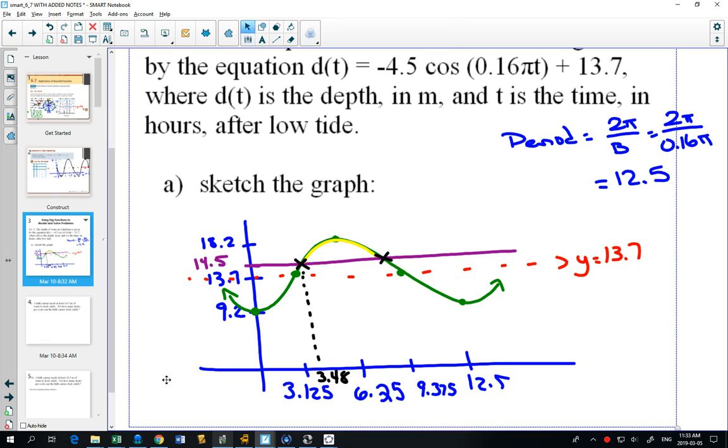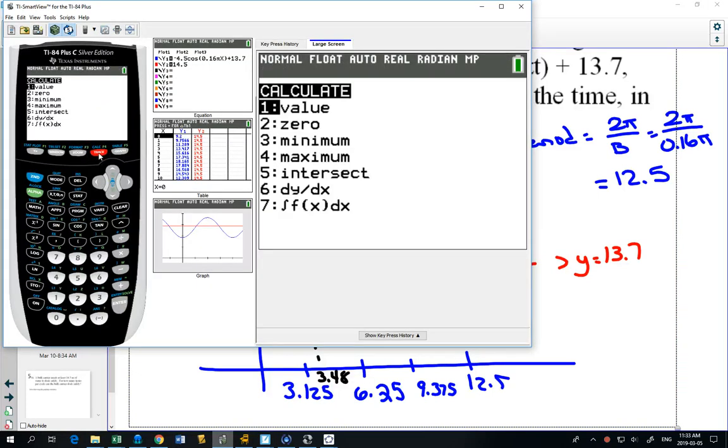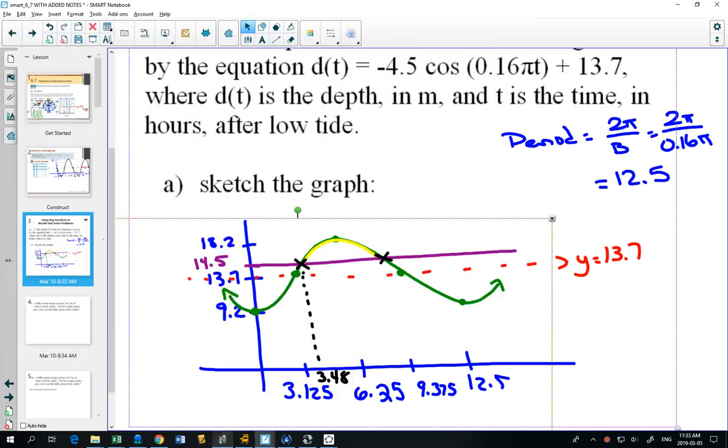What about my second point? Well, if I go back to my calculator and go second, calculate, intersect, and push enter 3 times again, it's going to keep finding the same one, because it always finds the one that it's closest to. So I can use my arrow keys to move my cursor closer. You might be wrong and have to redo it, but there we go. Now for sure I'm closer to that other one. Push enter once, push enter twice, guess, and it finds the next one at 9.02.